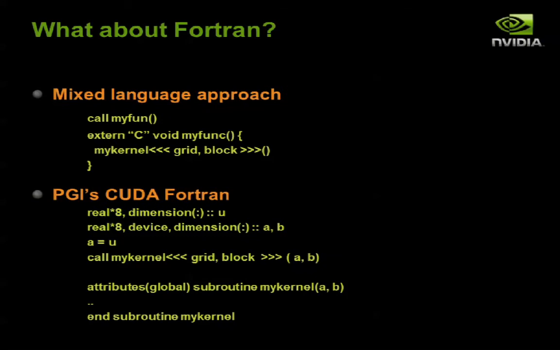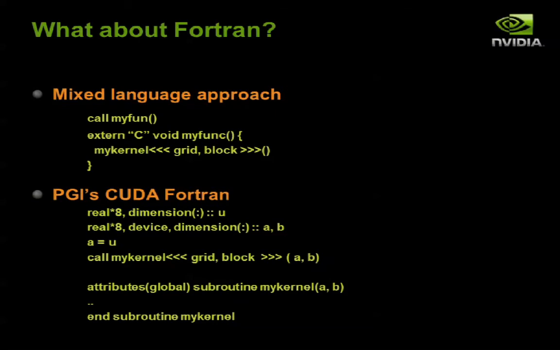The upside is it works with any compiler, and it's fairly straightforward. The only problem is that you have to worry about the calling conventions, that is, whether you need to add an underscore to the function name when you call C from the Fortran side. And you have to worry about two different languages, so that can be a bit inconvenient.